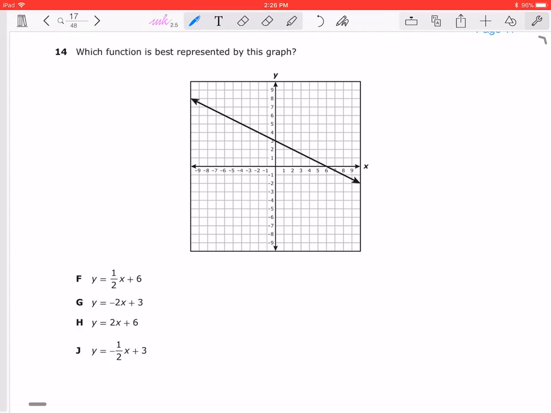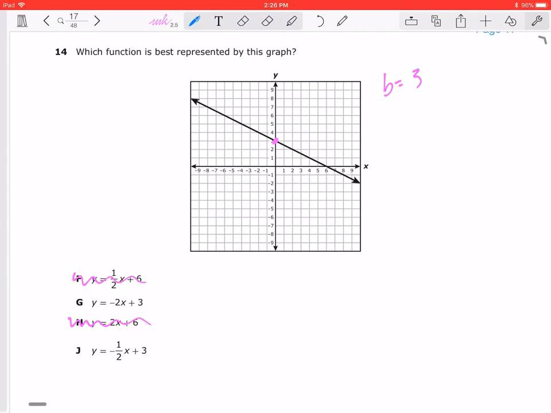All right, problem number 14. Which function is best represented by this graph? We have a bunch of equations here, so I need to look at my y-intercept. My y-intercept is here at 3, so my b is 3. Now I'm going to look at my answer choices and see if I can eliminate some. I can eliminate F because that has a y-intercept of 6, and I can eliminate H because that also has a y-intercept of 6. So now my only choices are G or J.